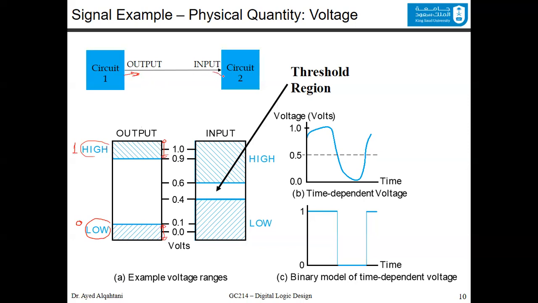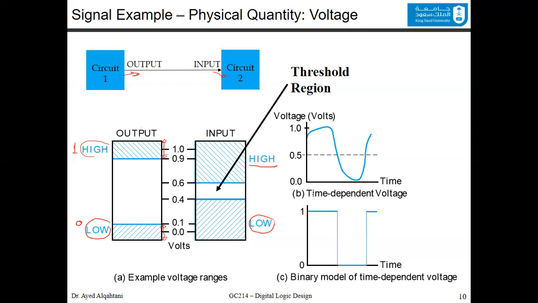At the end, they will get to the input after some time moving through this line. When it's moving through this line, it might have certain noise, certain environmental effects that fluctuate its value. This is why in the input, we consider from 0.6 volt to 1 volt as high or logic 1, and from 0.0 to 0.4 as low or logic 0.